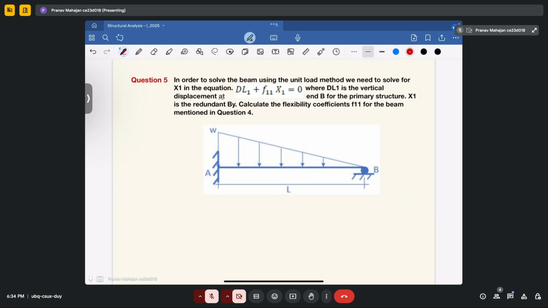Now he is telling you to calculate the flexibility coefficients of the beam as mentioned in question number 4. So in order to determine the flexibility coefficient, we have to use the unit load method. Now what we will do, we will remove all the external forces and apply a unit load in place of the redundant force. So let's convert this whole beam into a unit load diagram, using unit load method.